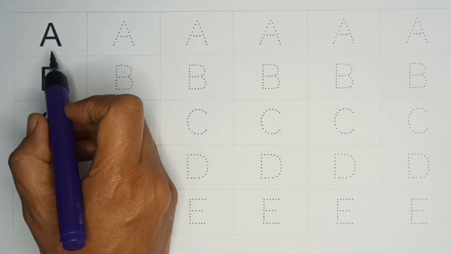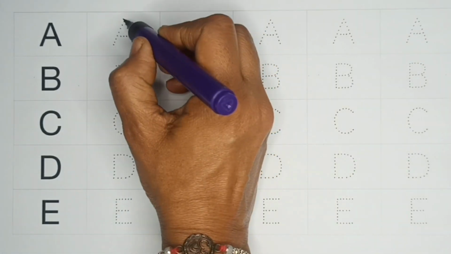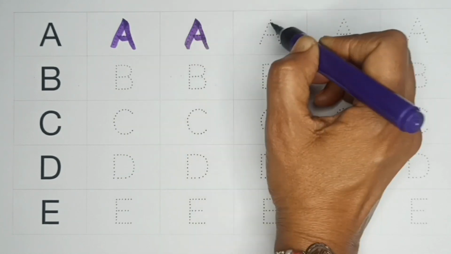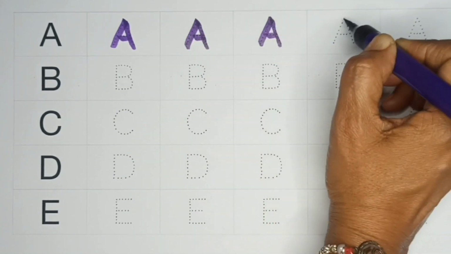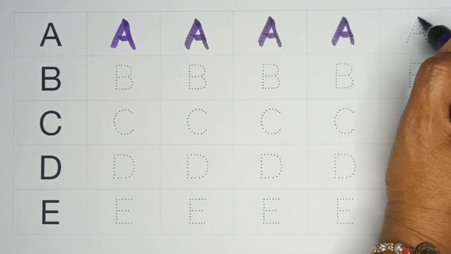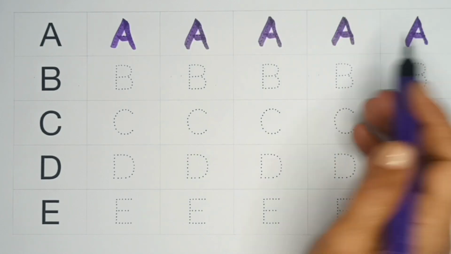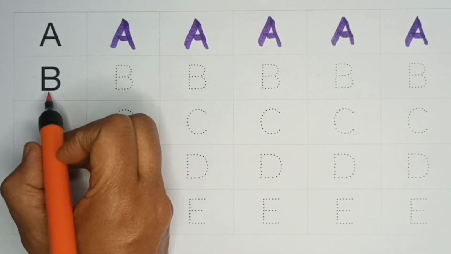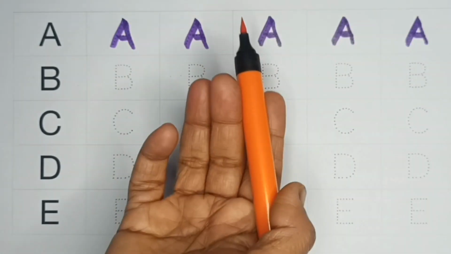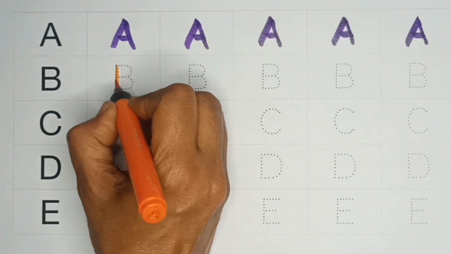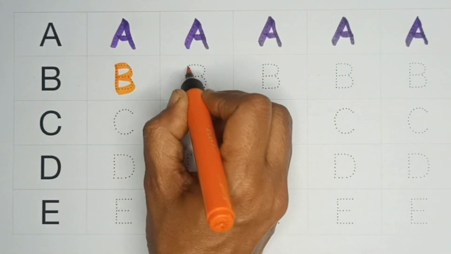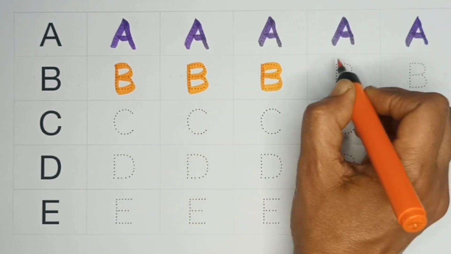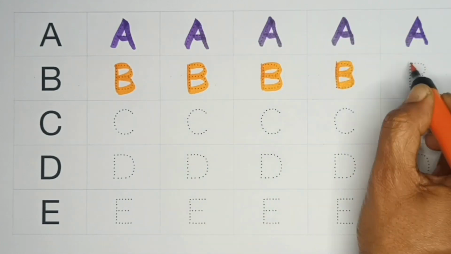A, A for apple. Violet color. B, B for ball. Orange color.